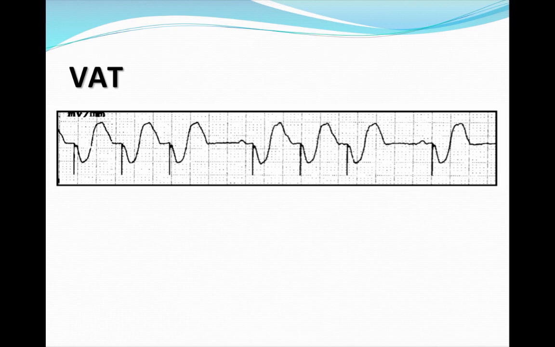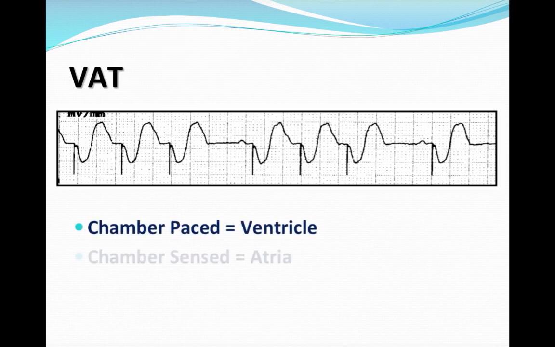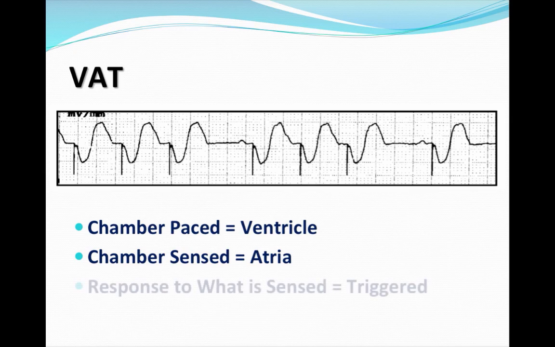All right, VAT. So what's the chamber being paced? What's the chamber being sensed? And what's the response to what is being sensed? So the chamber being paced is the ventricle. The chamber being sensed is the atria. And then what's the response to what is sensed going on in the atria? We have a triggered impulse. So here you can see pacer spike, wide QRS times 3 complexes, a nice long pause, and then a P wave that's being sensed, and then a ventricular pacer spike, and then wide QRS again times 3 beats, and then the same thing again.